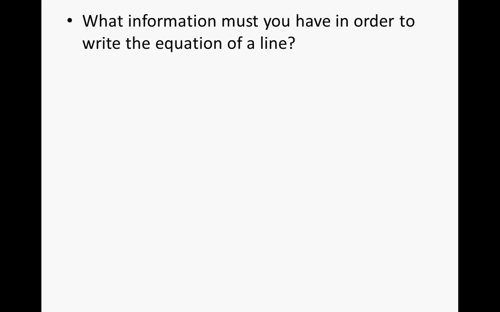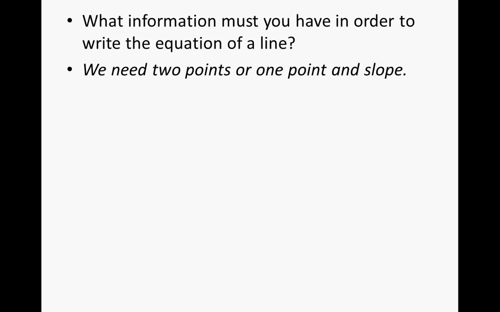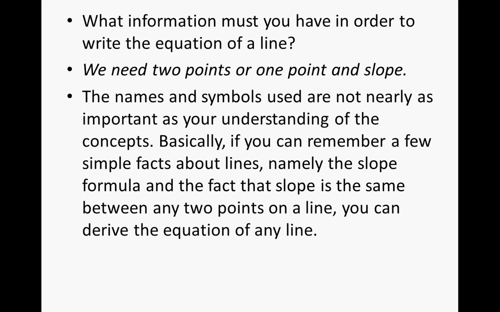So what information must you have in order to write the equation of a line? Well, we need 2 points or 1 point and a slope. The names and symbols used are not nearly as important as your understanding of the concepts. Basically, if you can remember a few simple facts about lines, namely the slope formula and the fact that the slope is the same between any 2 points on a line, you can derive the equation of any line.